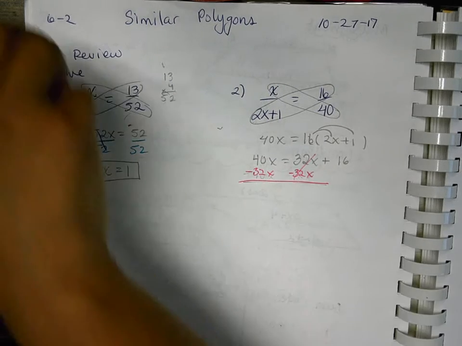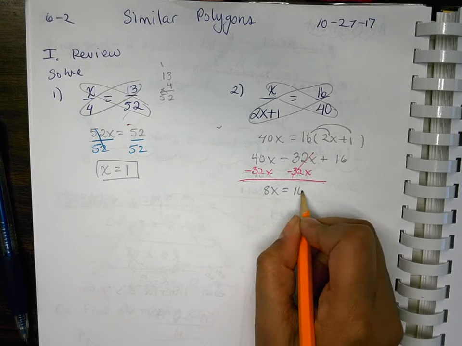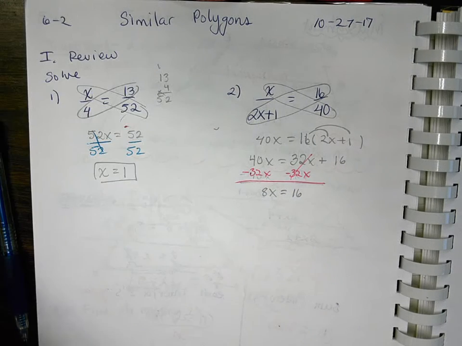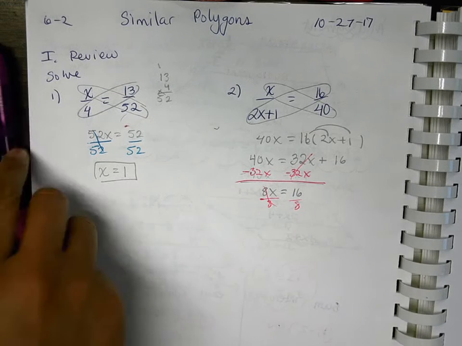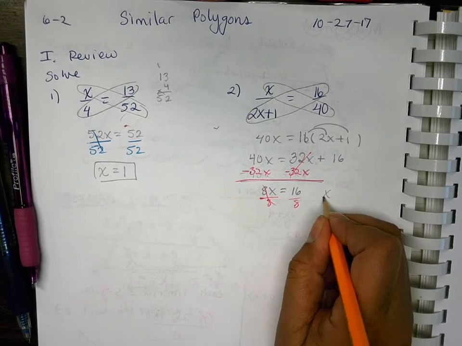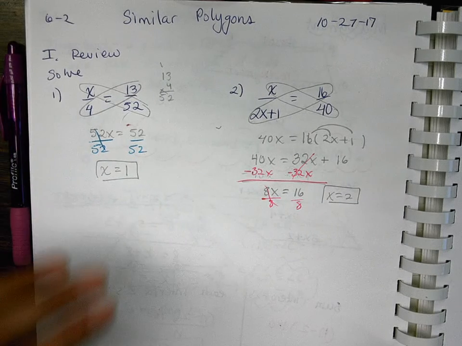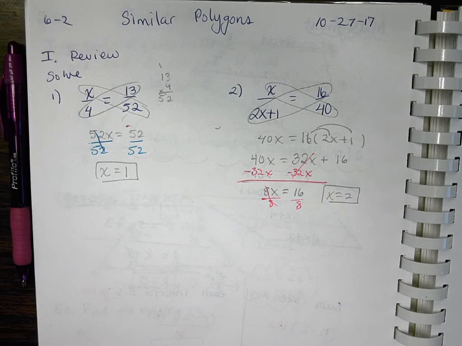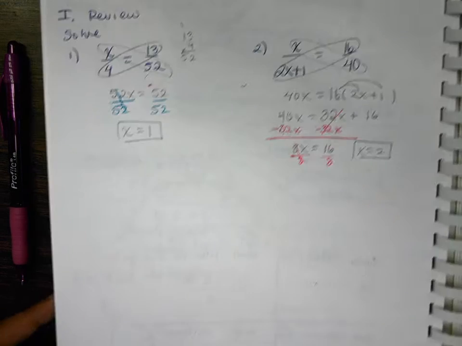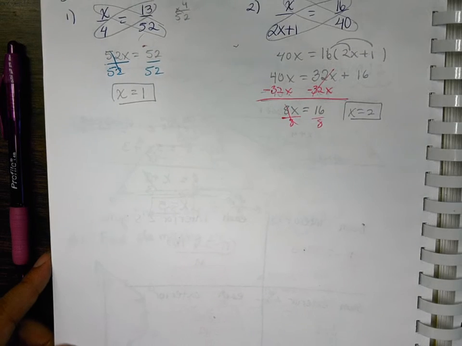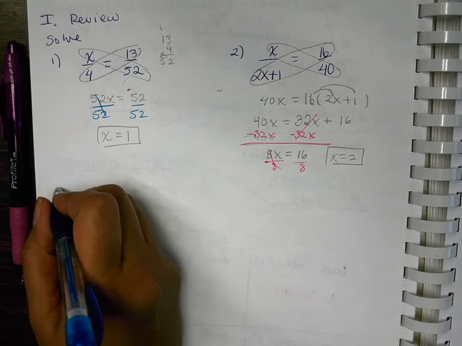40 take away 32x is? 8x equals 16. Divide both sides by 8. What does x equal? Questions? All right. Next piece. Oh, okay. Yes? All right. Part 2.